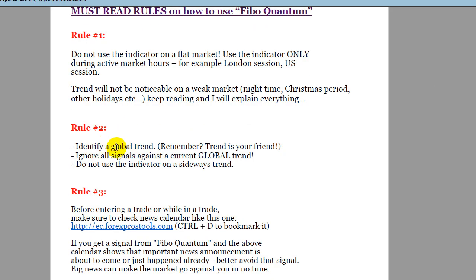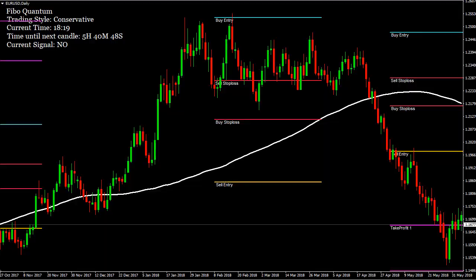Number two, identify a global trend. Ignore all signals against it. Do not use the indicator on a sideways trend. Basically, it goes back up to flat market. And for global trend, there are so many different ways, but here's the thing: we want to keep as little discretion in our trading as we can. So by using a 100 simple moving average, for example, you can use whatever you want. I use this because the spaces between the entries and the targets on these higher time frames are pretty wide, so you want to give yourself enough room.